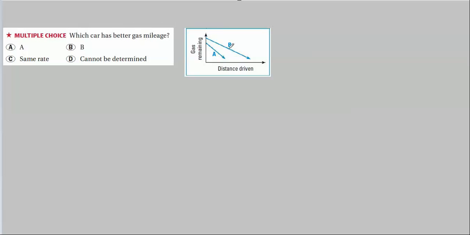From the point of view of the person paying for the gas. Well, gas remaining is up here. Distance driven is here. So, just draw this line sort of across here. Like that. When they hit equal points of gas remaining, well, this guy's gone way farther than this one, hasn't he? It's more than twice as far. So, this guy has the better mileage. It's just interpreting these slopes here. That's all you're doing. It's pretty easy. No computations or anything like that.